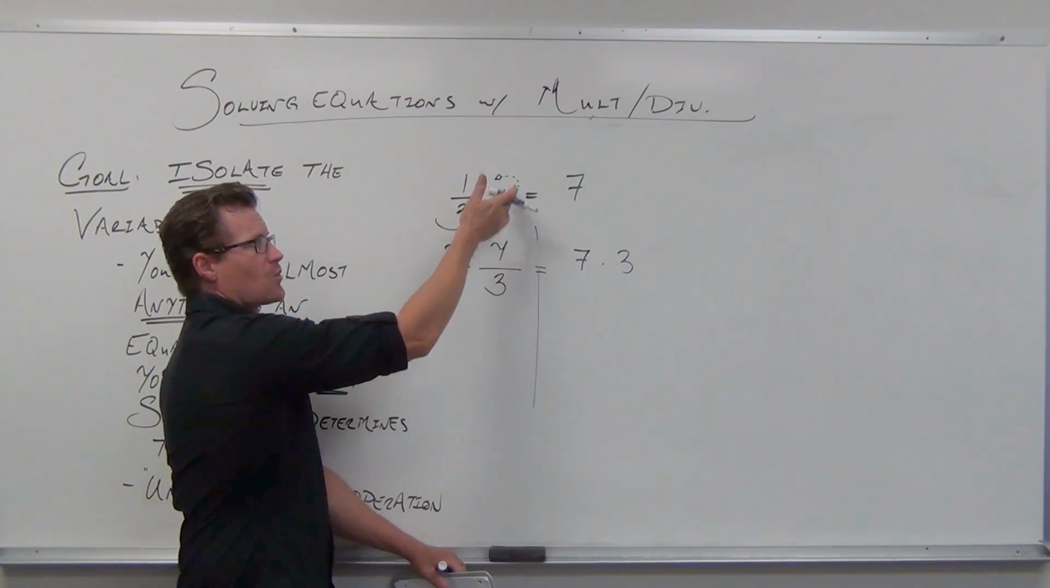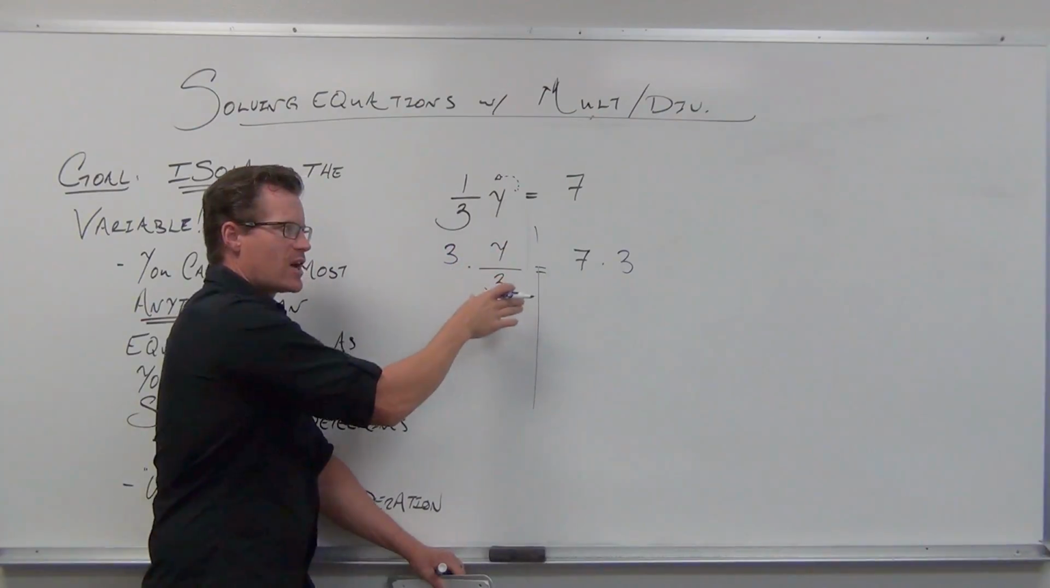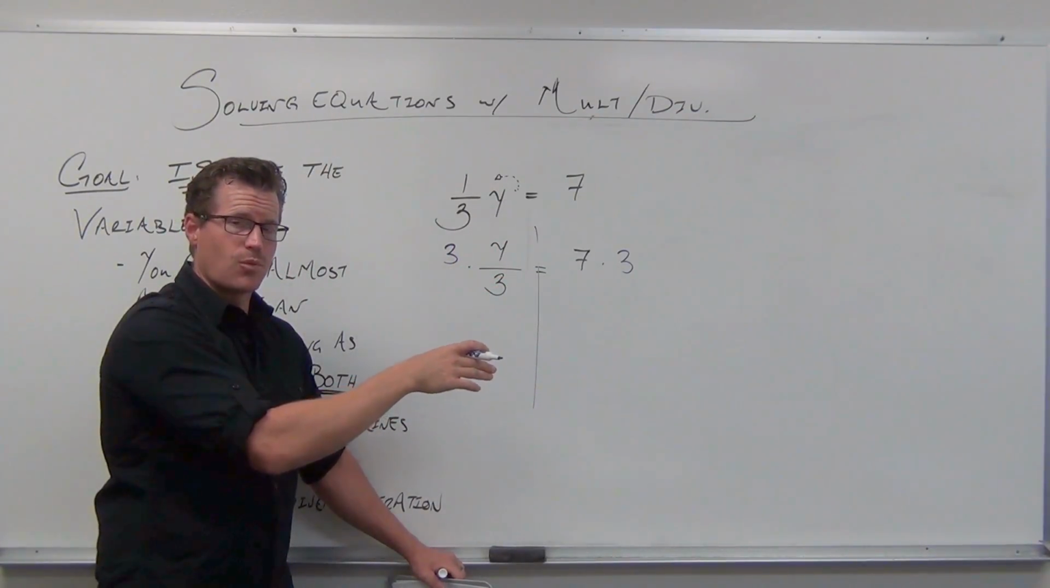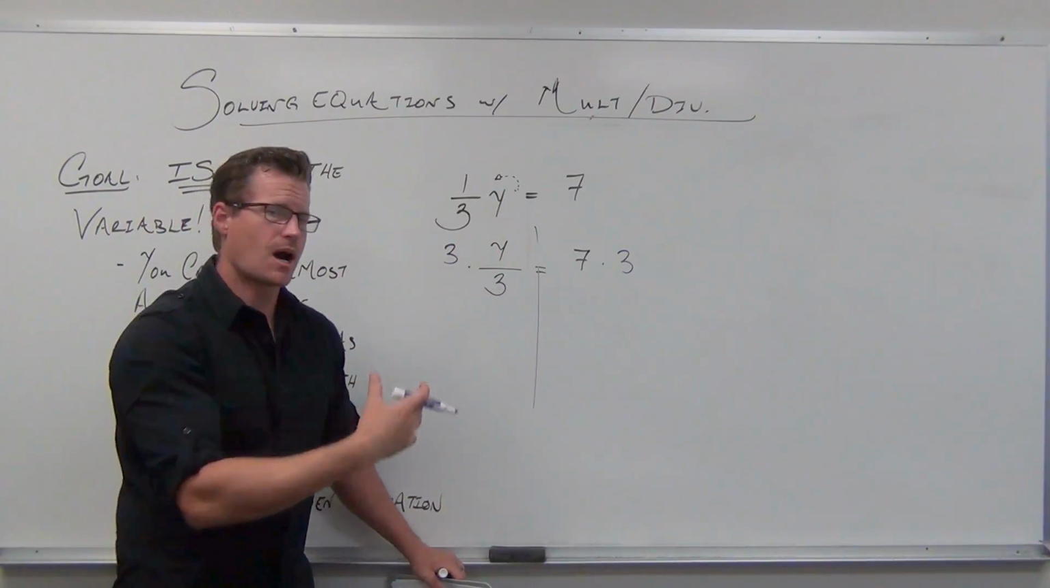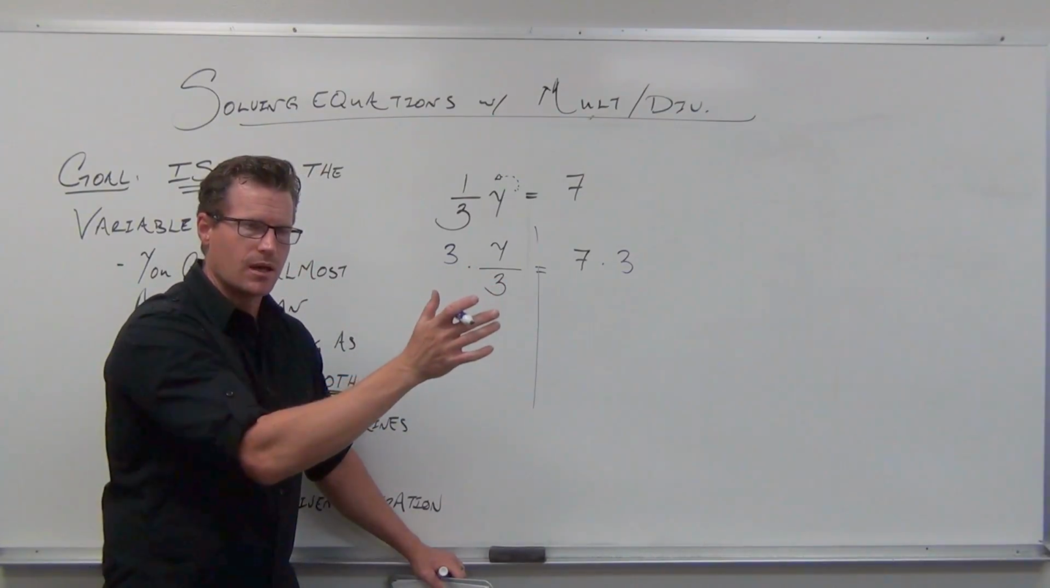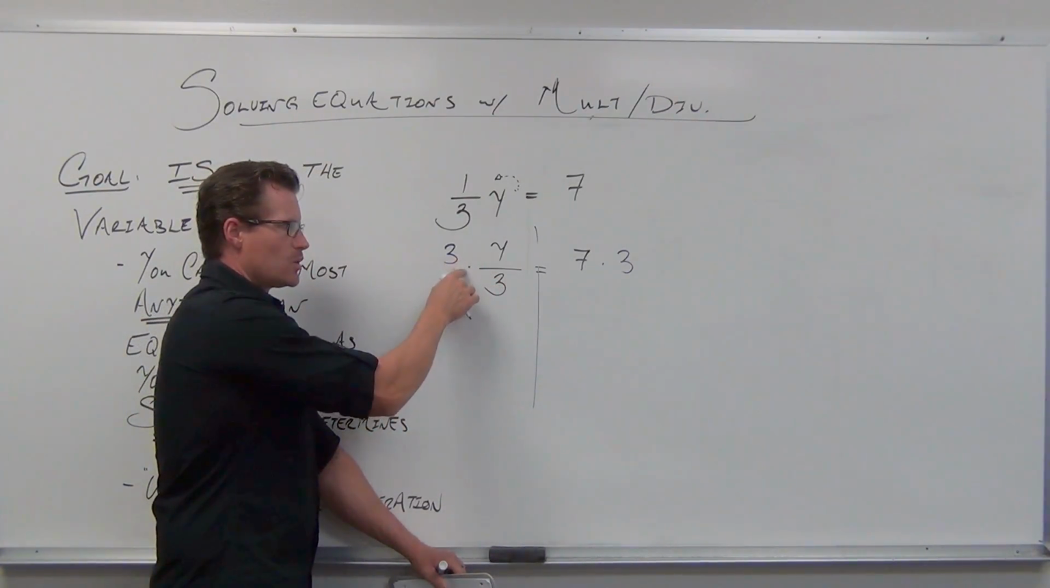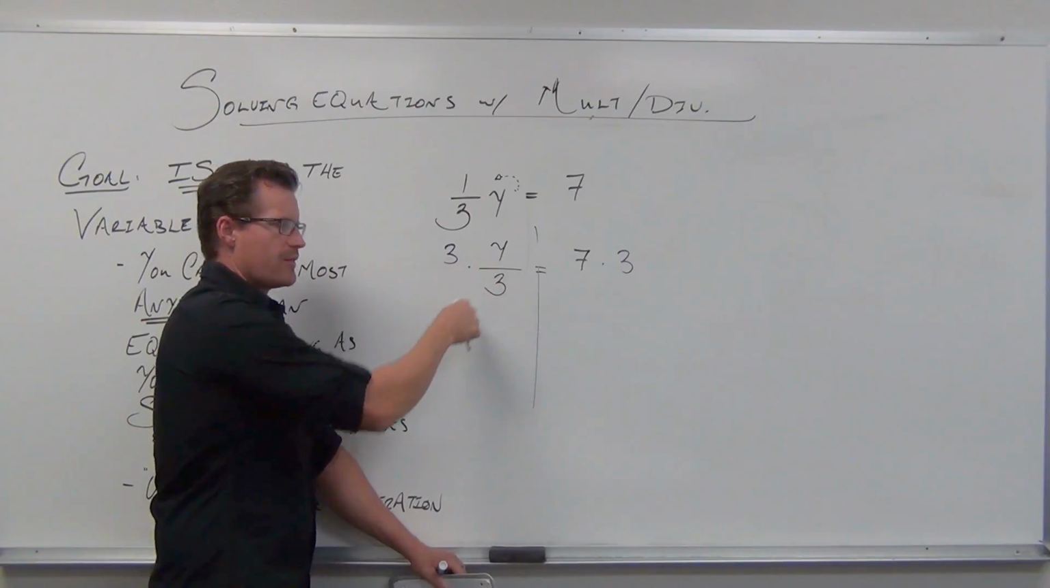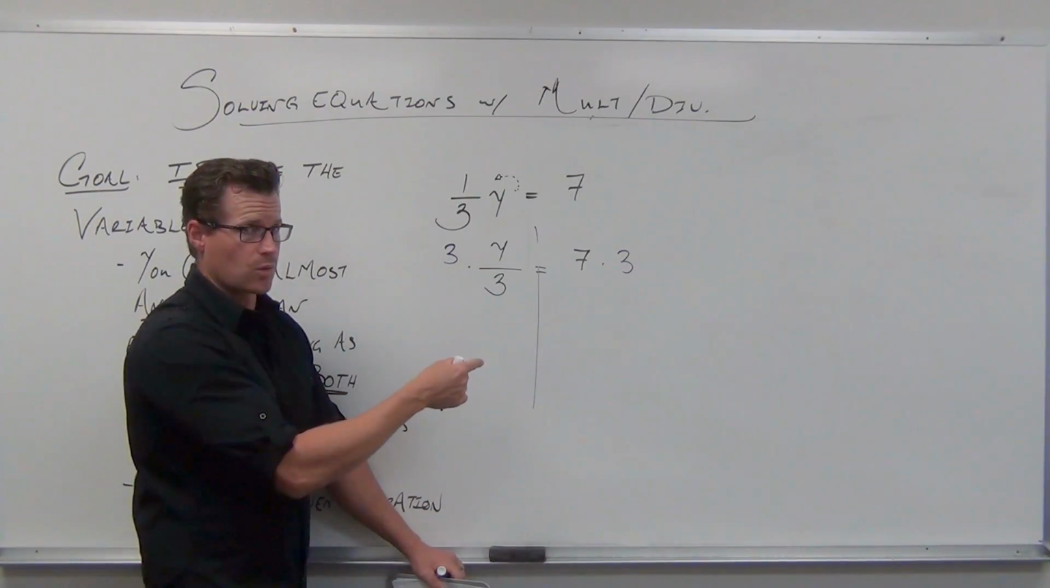All we've done is taken our y, moved to the numerator. We have y divided by 3. Hey, the opposite of y divided by 3 is times 3. Let's multiply by 3. Is multiplying by 3 the inverse of divide by 3? So it's got to work.